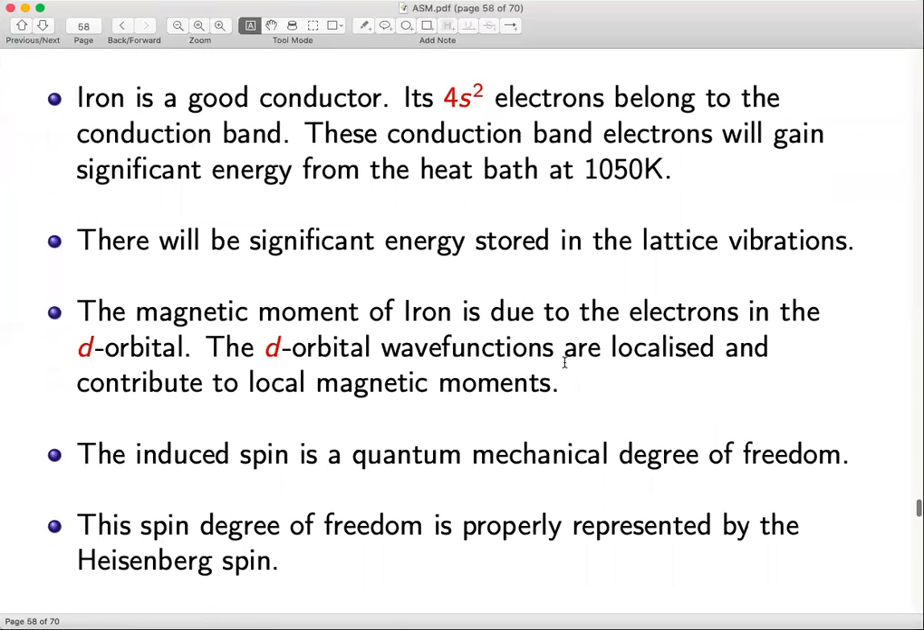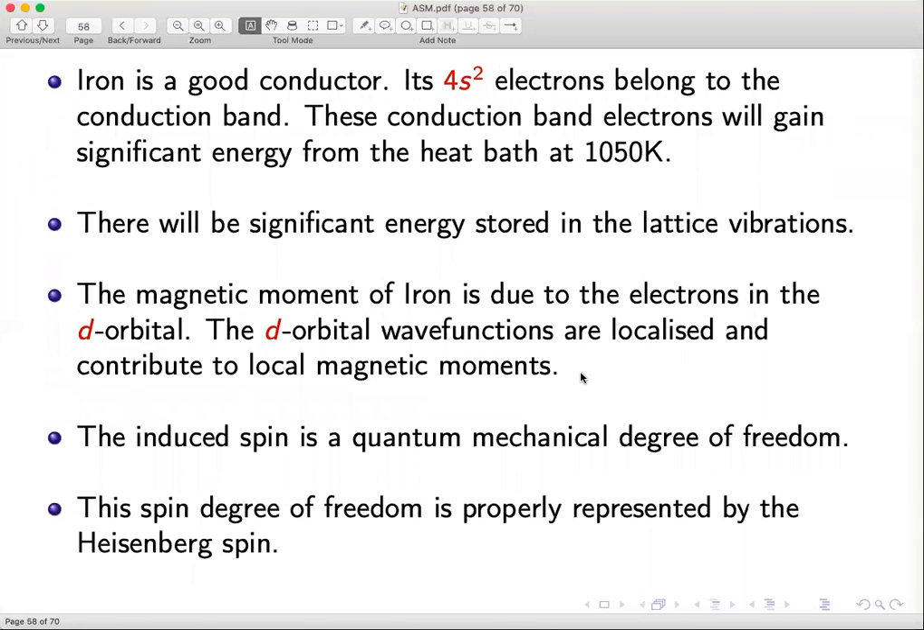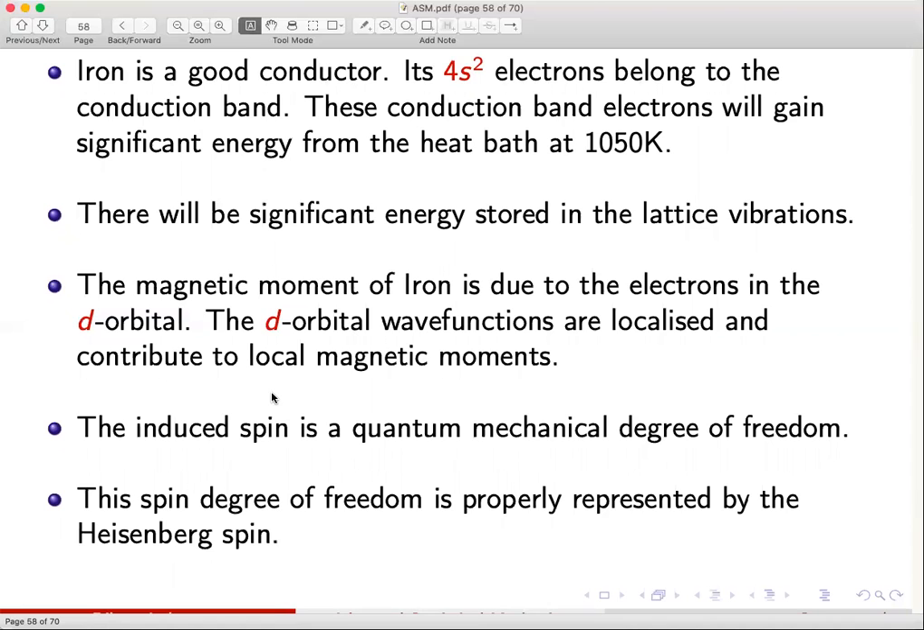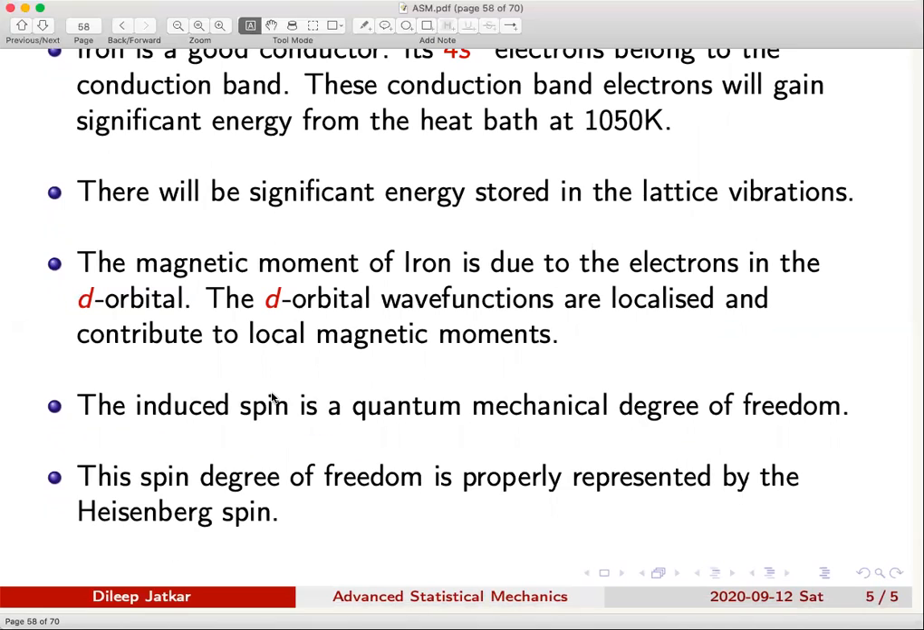As I said, the magnetic moment of the iron is due to the d orbital electrons, and these wave functions are localized and therefore contribute to local magnetic moments. This magnetic moment can be mimicked by saying that there is a spin degree of freedom sitting at every lattice site, which we would treat as a quantum mechanical degree of freedom. Now, given that this spin degree of freedom is coming from the d electrons in the d orbital, it should really be treated as a Heisenberg spin.